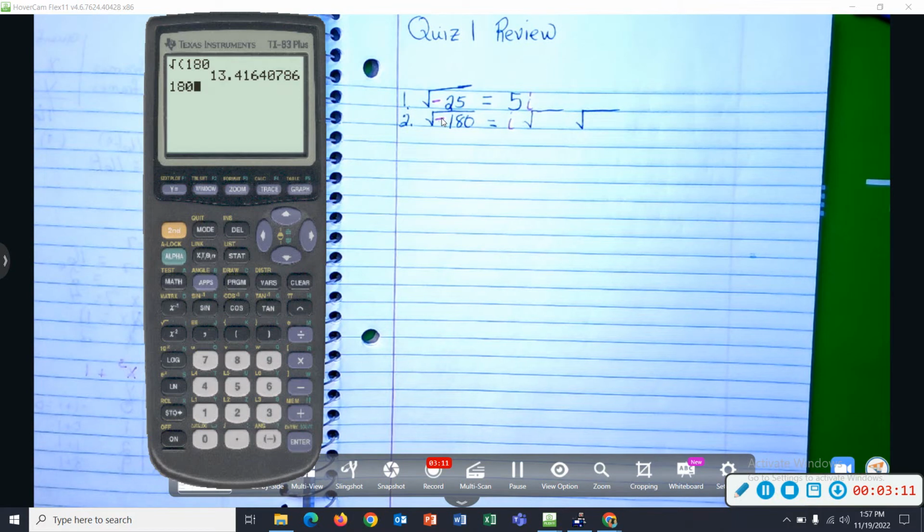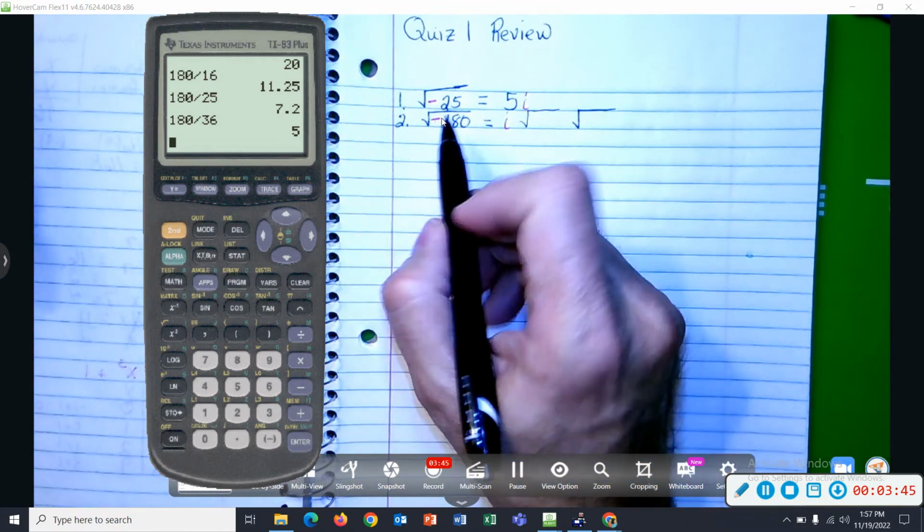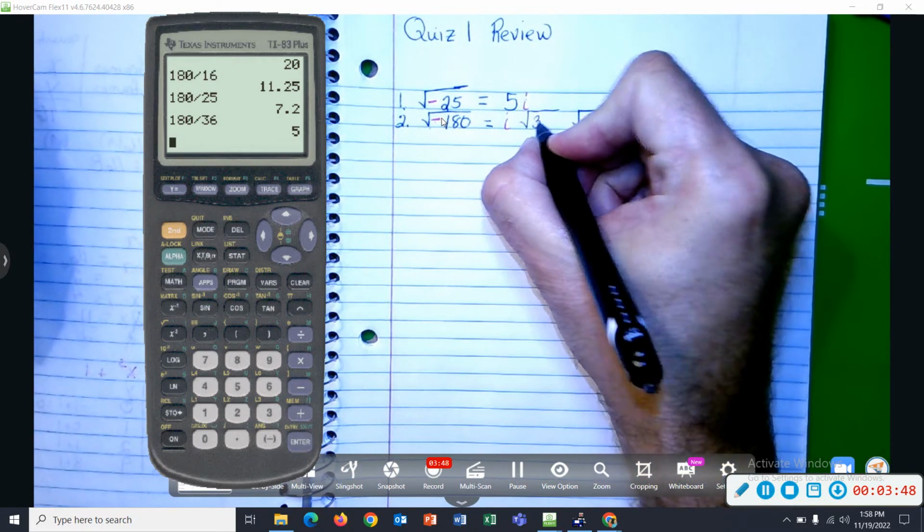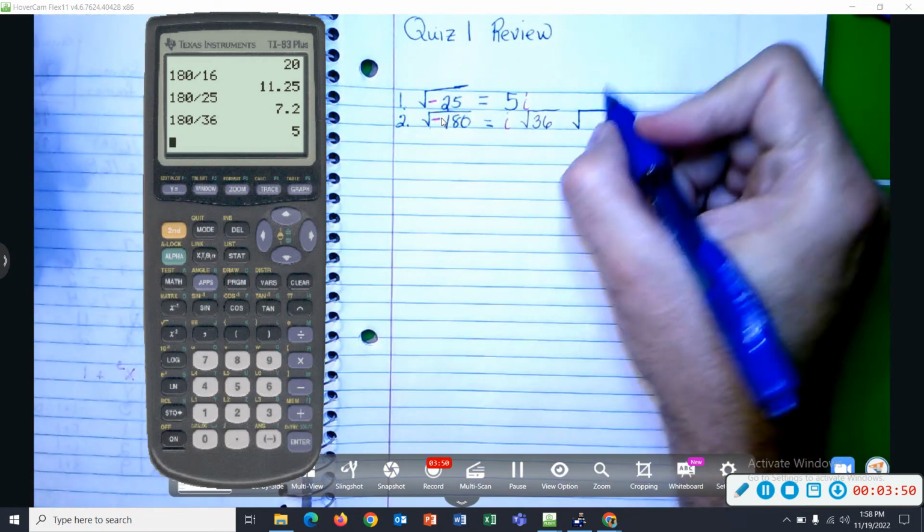The perfect squares are 4 times 45. Maybe there's a bigger one, though. 9 times 20. 16, no, not 16. So far, 9 is the biggest perfect square we've found. 25, no. What about 36? 36 times 5. So I could rewrite the square root of negative 180 as the square root of 36 times 5.